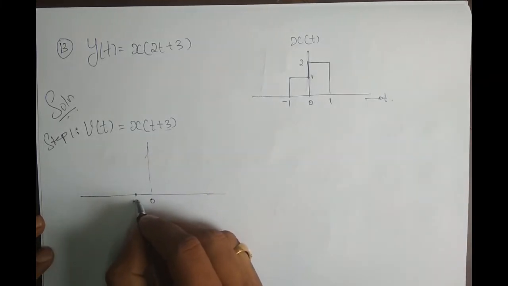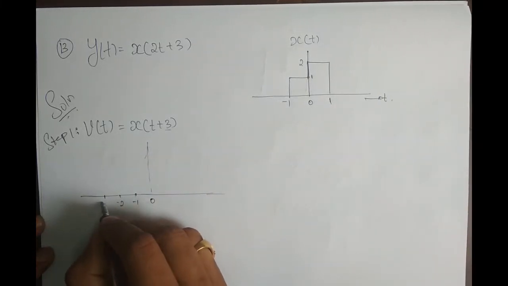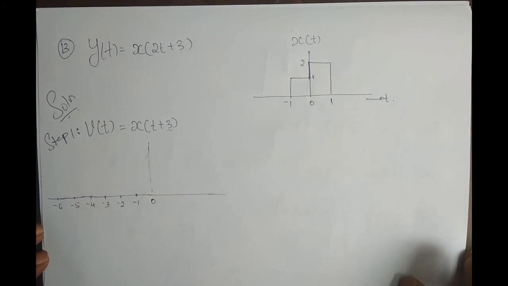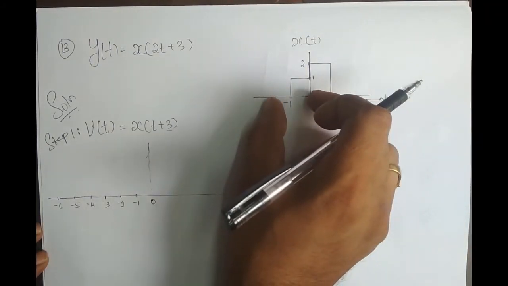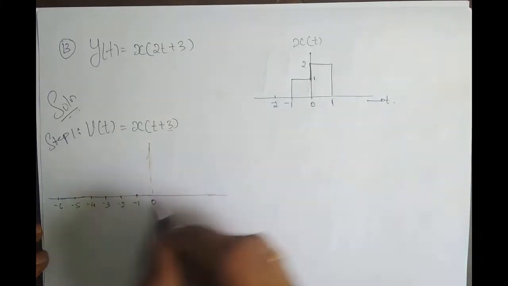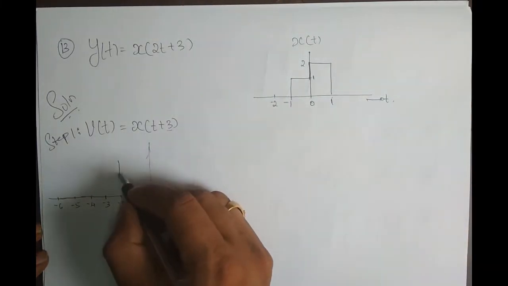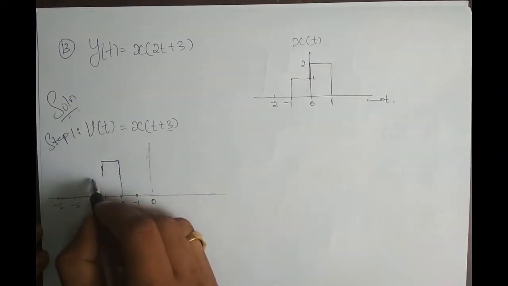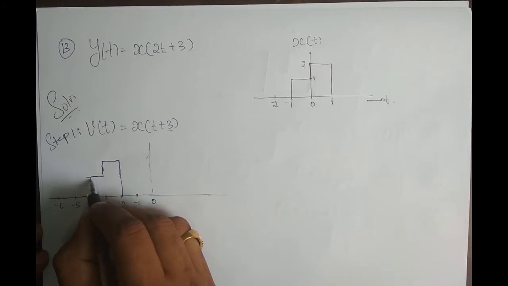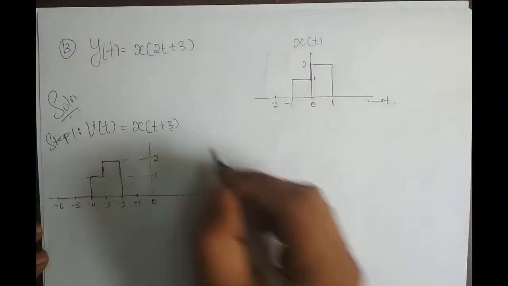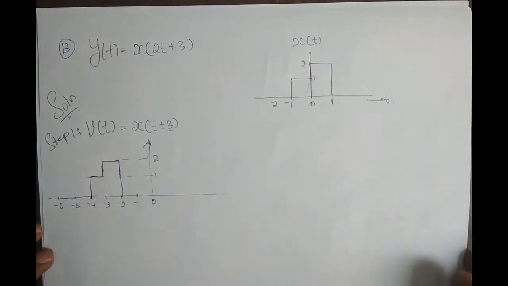0, -1, -2, -3, -4, -5, -6. So this entire thing is shifted 1 time, 2 times, 3 times. So it starts from -2. From -2 to -3, amplitude is 2. From -3 to -4, amplitude is 1. So this amplitude is 1 and this amplitude is 2. So this is the signal x of t plus 3.